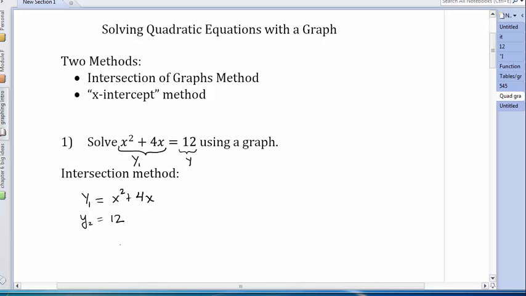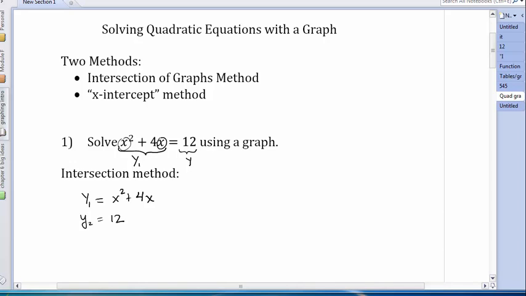And if you think about what it means to solve an equation, I'm trying to figure out what number or numbers do I plug in for x. So what inputs do I put in to make both of those y values 12? Because I want the y value on the left to be the same as the y value on the right.